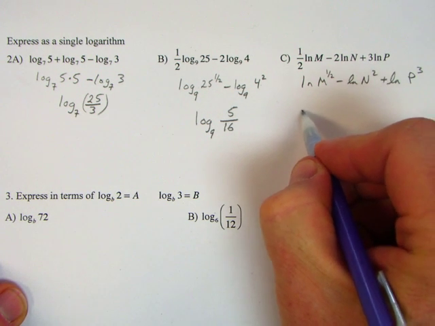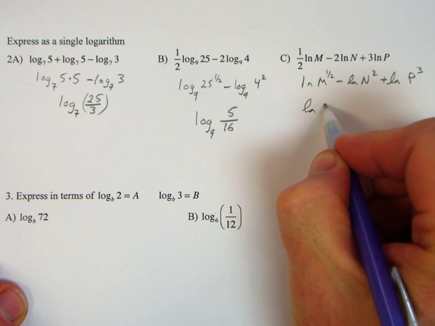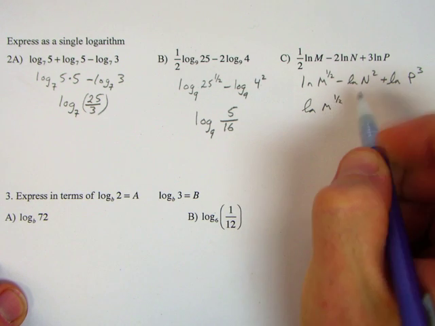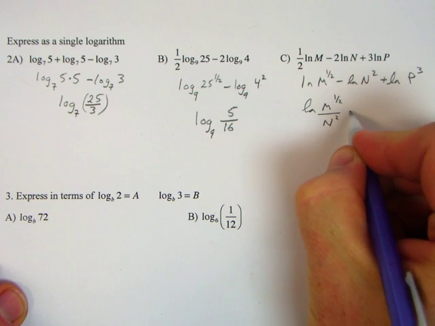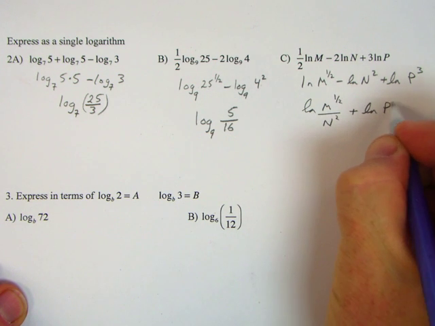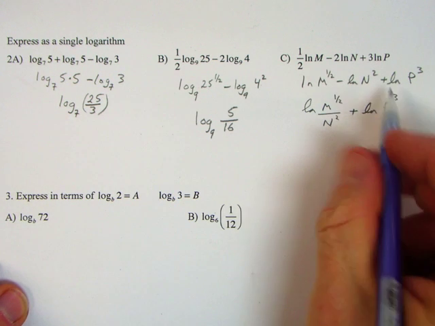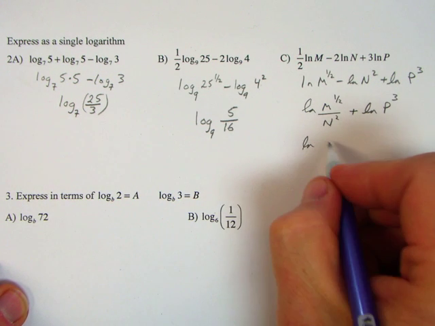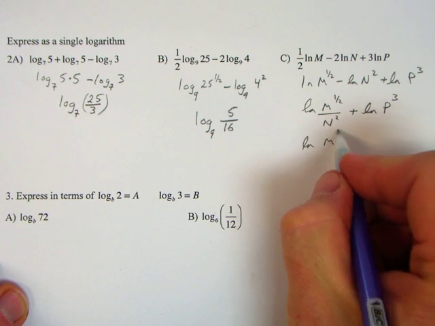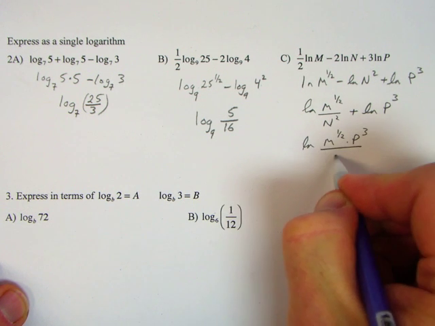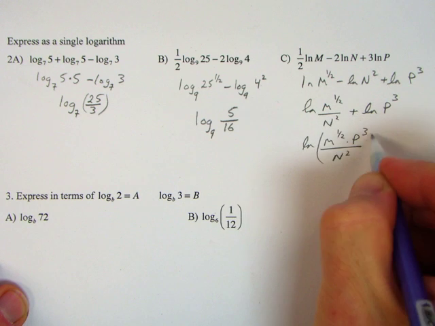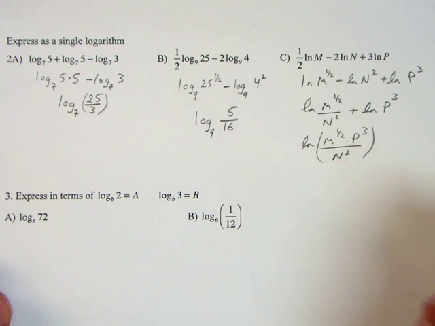So typically it's better to do this one in multiple stages. So we'll have m to the 1/2 divided by n squared. And then the better we get at it, we can start seeing that this will be the natural log of m to the 1/2 times p cubed divided by n squared. And that's all in that natural log.